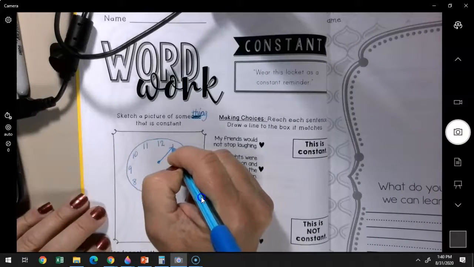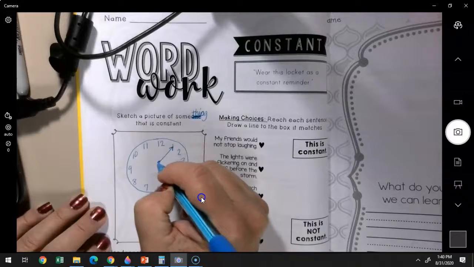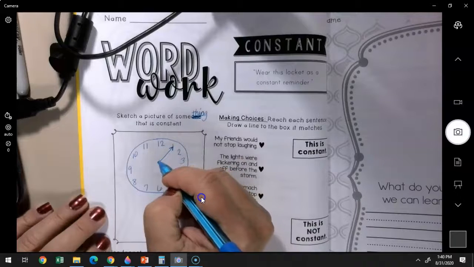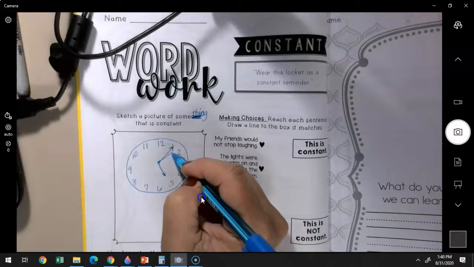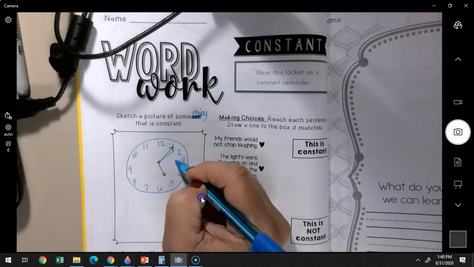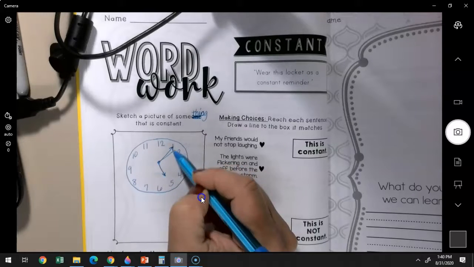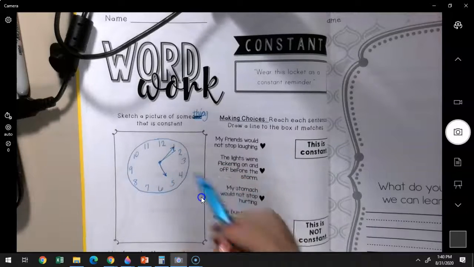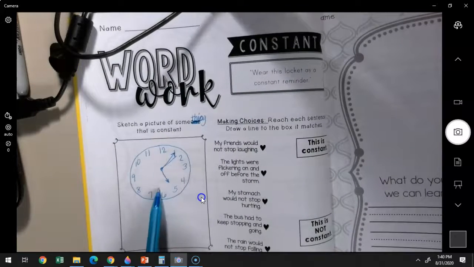So here's my big hand, which tells me the minute, and here is my little hand, which tells me the hour. But then there's always this other hand. And if you remember back in your classroom last year, you had a clock and it was like that. So the second hand is always moving, tick, tick, tick, all the way around. Now you don't notice it because it's moving so slowly, but the minute hand and the hour hand are always moving too, but they move so slowly it's hard to tell. So for me, this would be something that's constant.